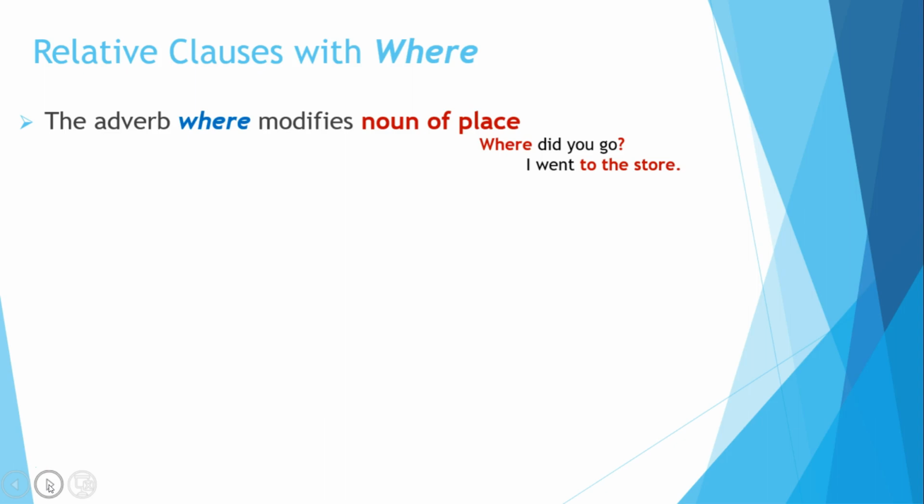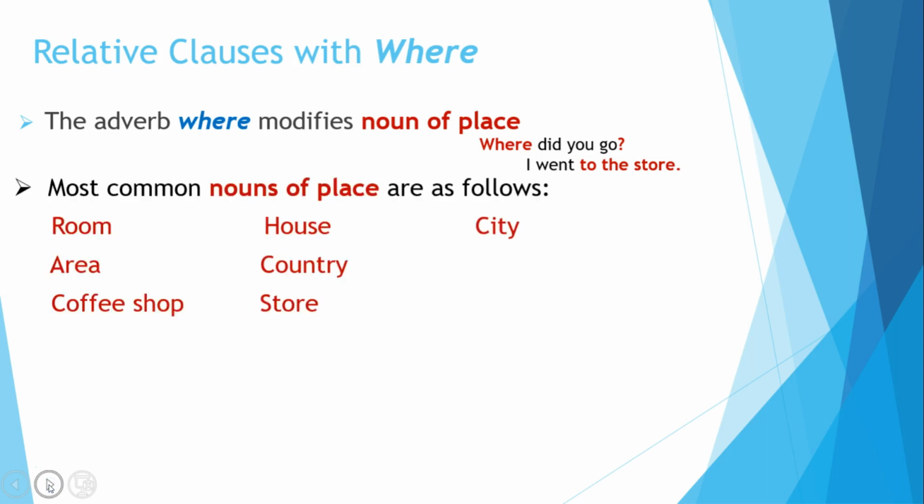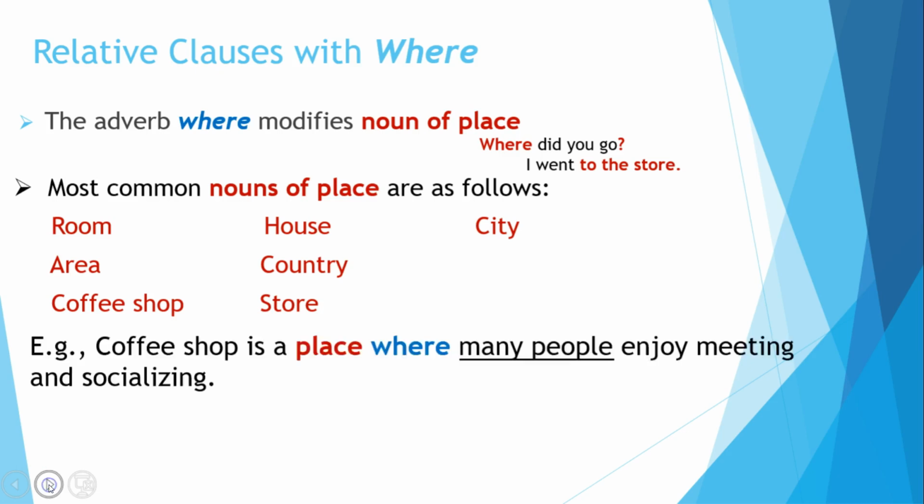What do I mean by noun of place? Well, the most common nouns of place are as follows: room, house, city, area, country, coffee shop, store. It can be any kind of place in which you find yourself. Any kind of setting you try to describe, you're going to have to use this adverb where. So let's give an example.